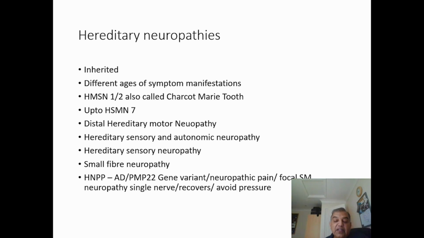And finally, there is a condition called hereditary neuropathy with liability to pressure palsies. It's an autosomal dominant condition. The PMP22 gene is involved. They can have neuropathic pains, focal involvement of one nerve, or a generalized neuropathy, and usually they're self-limiting and recover, but certainly postures and positions which can put pressure on the nerves, such as sitting cross-legged, should be avoided.